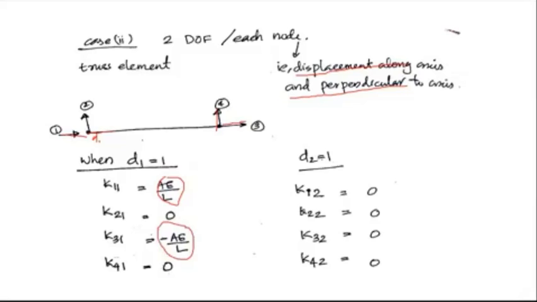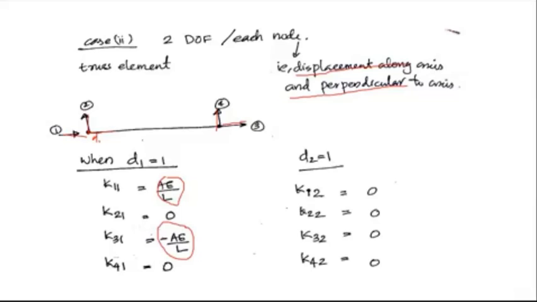When I apply D2 is equal to 1, that means I am applying a vertical displacement at this node, like this. Then there will be no member in that direction, so there will be no force induced in the member.